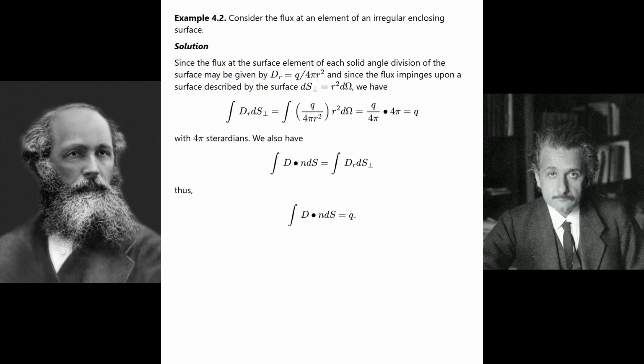Consider the flux at an element of an irregular enclosing surface. Solution. Since the flux at the surface element of each solid angle division of the surface may be given by d phi equals q divided by 4 pi r squared, and since the flux impinges upon a surface described by dS prime equals r squared d omega, we have the next equation, with 4 pi steradians. We also have the next equation. Thus, the next equation.